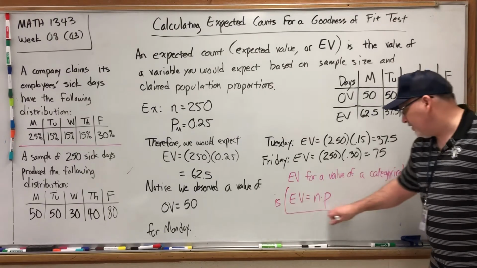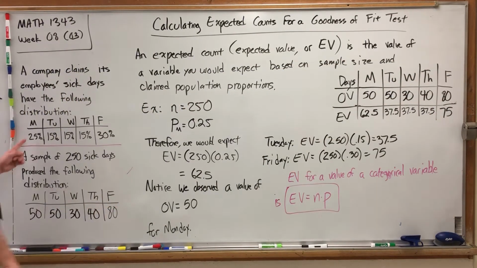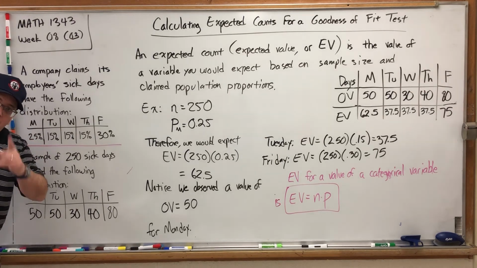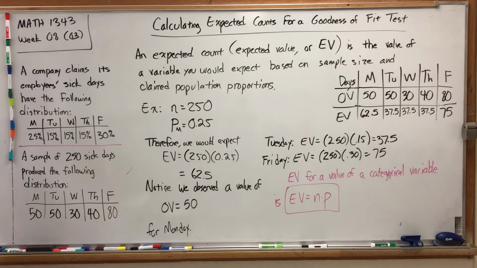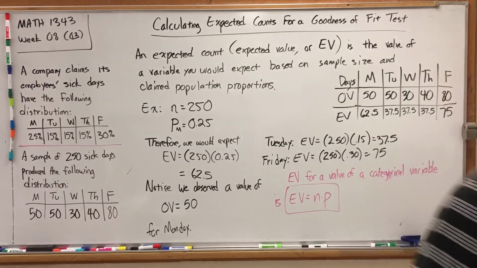Real simple formula. Multiply the sample size times the proportion to get the value you would expect for that value of the category. In this case, the category is day of the week. The value Monday, we expect 62.5 sick days. That's not what we observed. All right, so pretty easy calculation, just sample size times proportion.